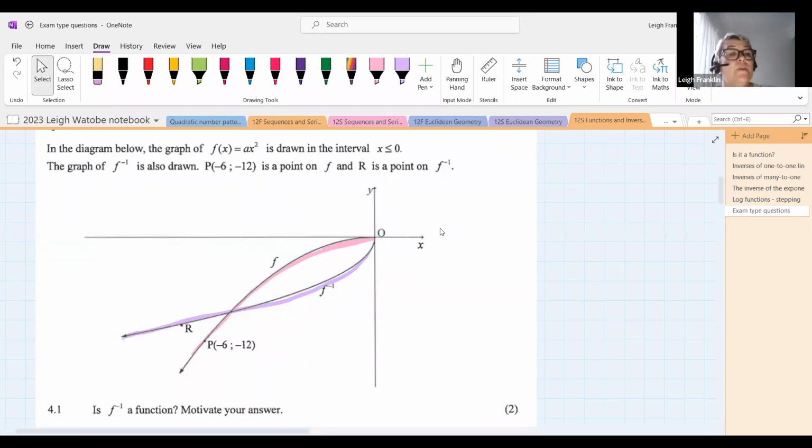The first question that they ask us: the graph of f of x equals ax squared is drawn. The graph of f to the minus 1 is also drawn. The point P, minus 6 and minus 12, is a point on f, and R is a point on the inverse. The first question that they ask us is, is the inverse a function? All right. So Simpiwe, what did you say in your test yesterday? Did you say yes, it is a function, or did you say no, it's not a function?